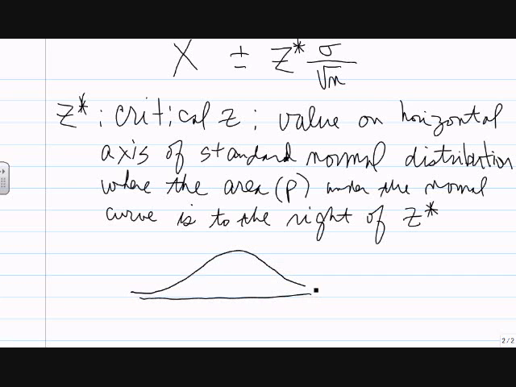So if I want some particular area under the normal curve, P, and I'm going to the right of some value on the horizontal axis, the Z value associated with that P is called a critical value.